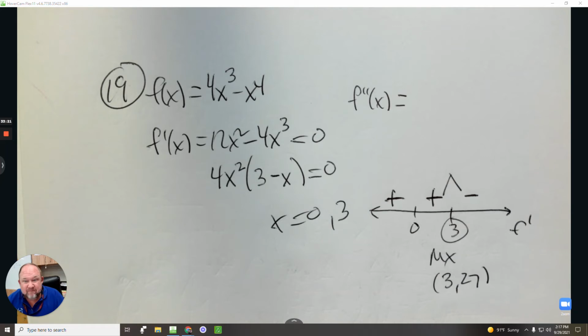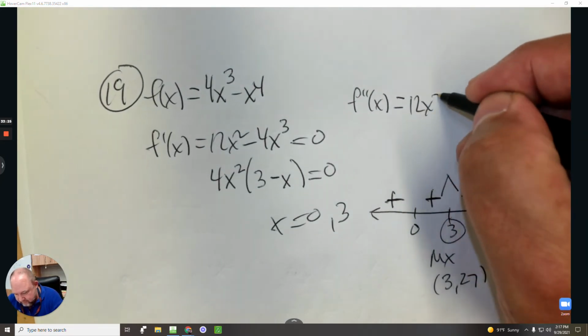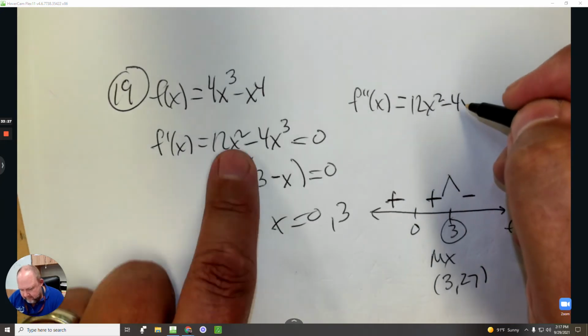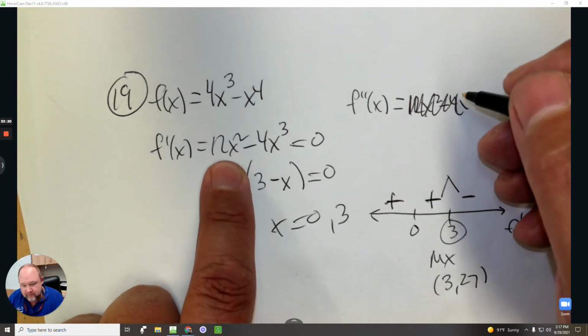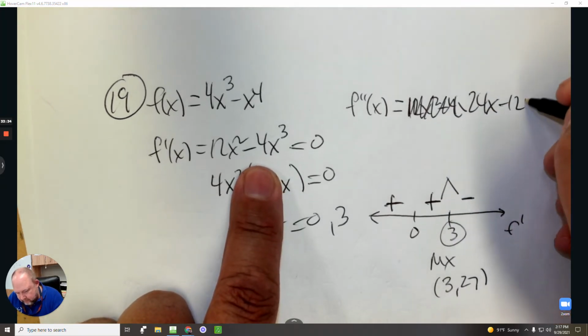I might sneeze. I may not. The second derivative is 12x squared minus 4. The second derivative is 24x minus 12x squared.